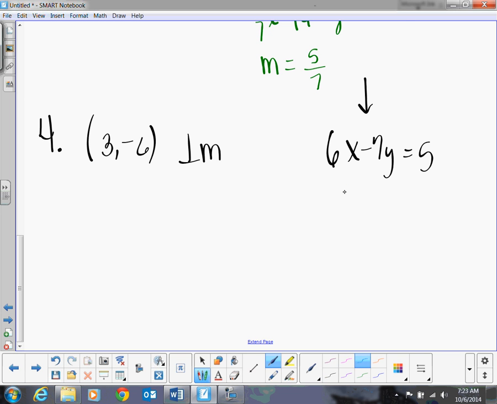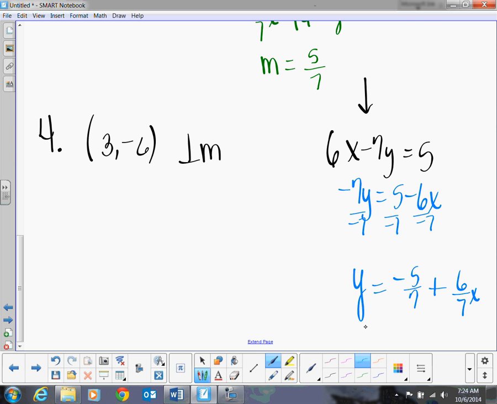Jeff? So you got negative 7y equals 5 minus 6x. Then what are you going to do? Divide everything by negative 7. So you have y equals negative 5/7 plus 6 over 7x. So what is this current slope, Devin? 6 over 7. Brittany, what is my perpendicular slope then? Okay, it's going to be 7 over 6.